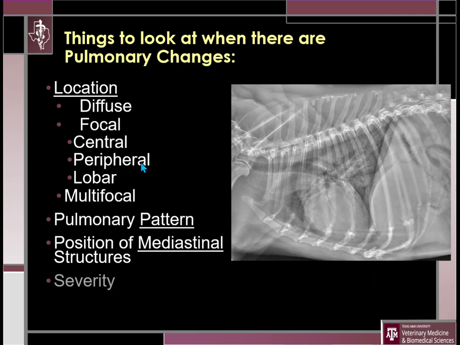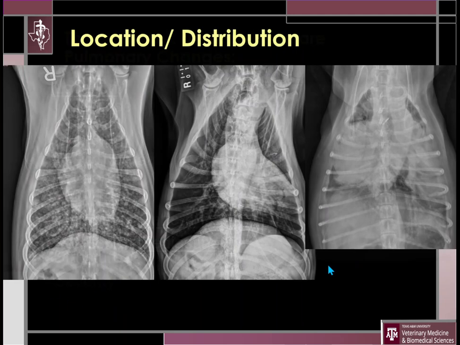When there are changes, we're going to try to describe those changes as diffuse, focal, central, peripheral, lobar, or multifocal. We'll describe the pattern and then look at the mediastinum and where the mediastinum is. And then a lot of people like to look at severity or how severe the disease is, because that may gauge for future reference. Just an example of a diffuse distribution in that all of the lungs are affected.